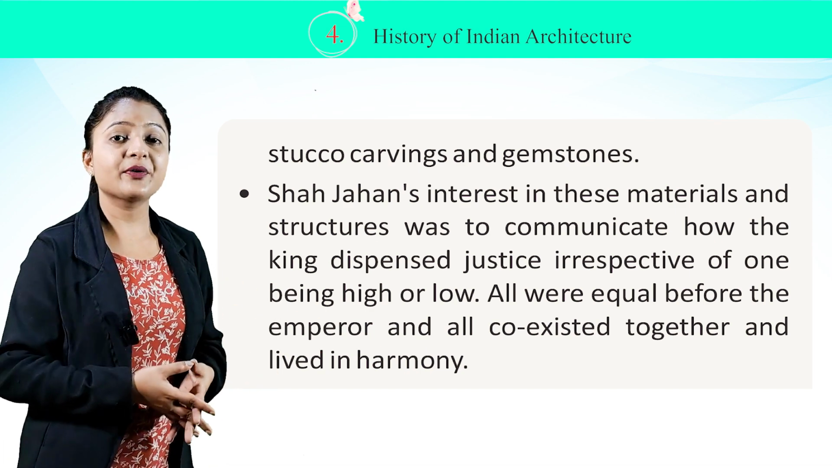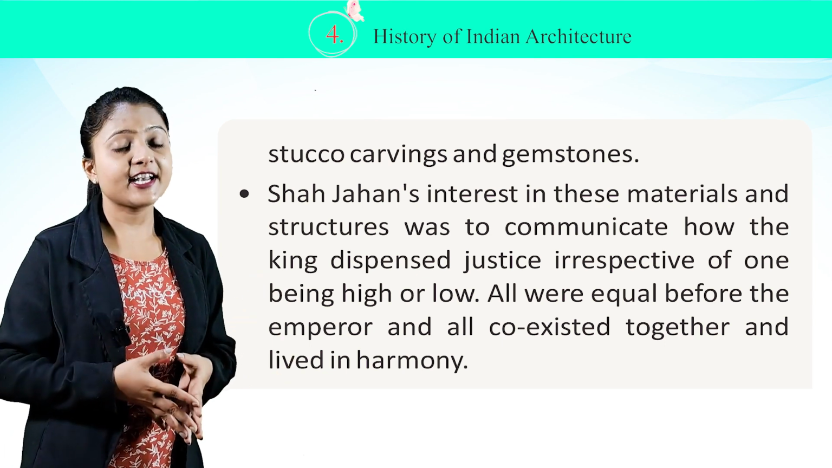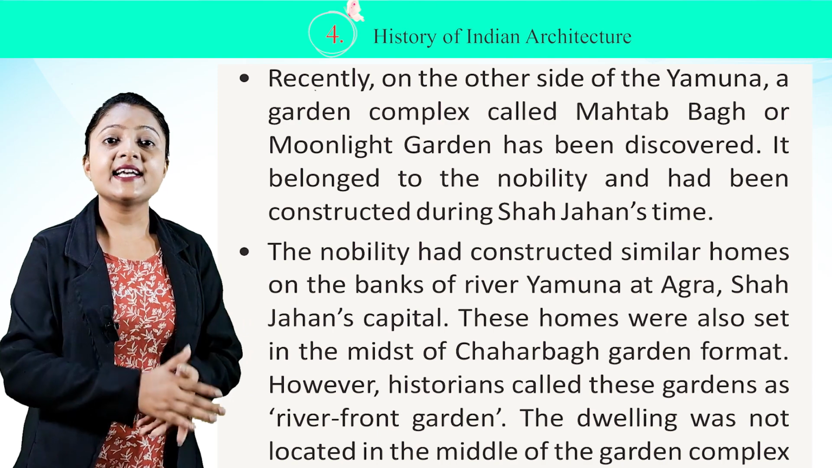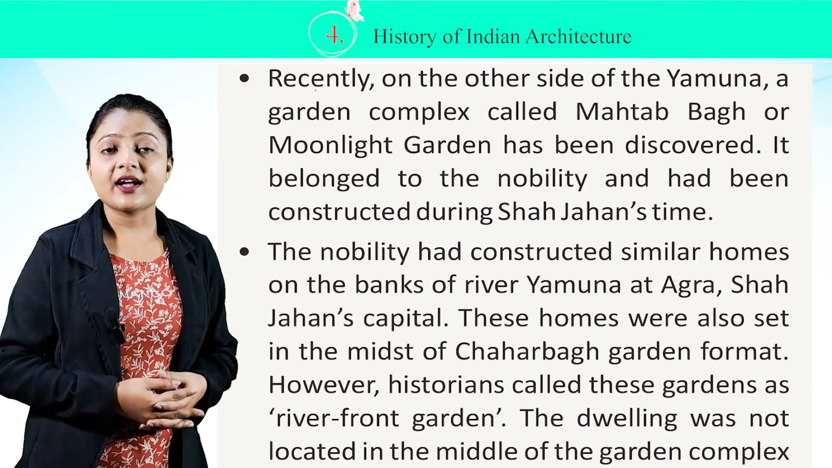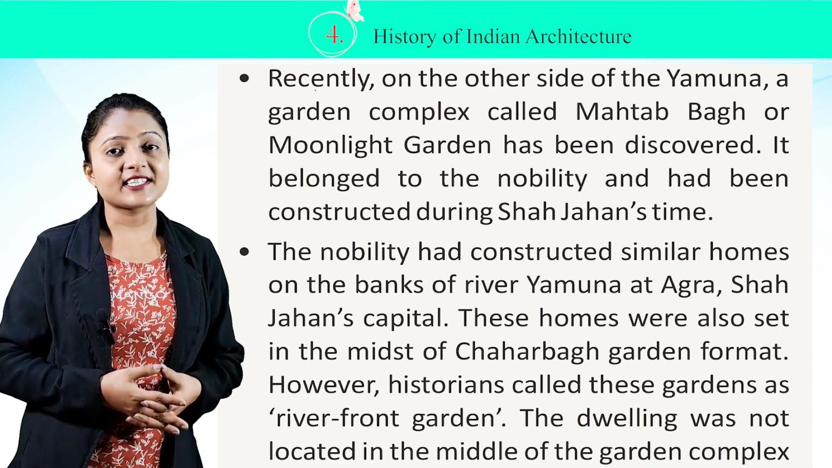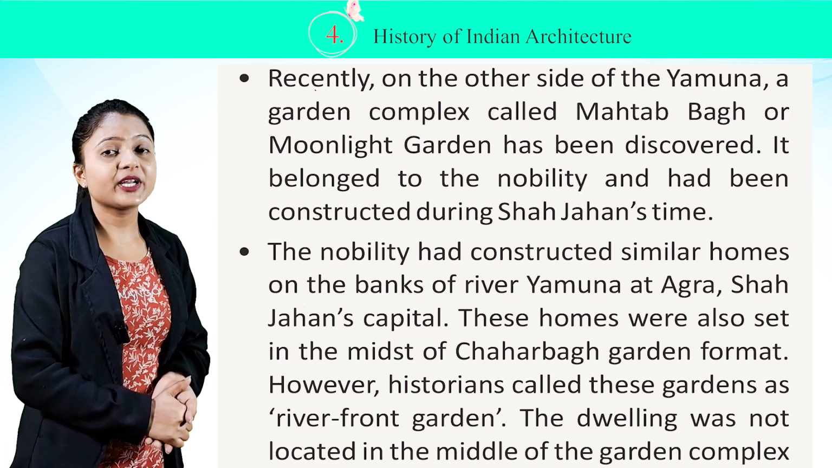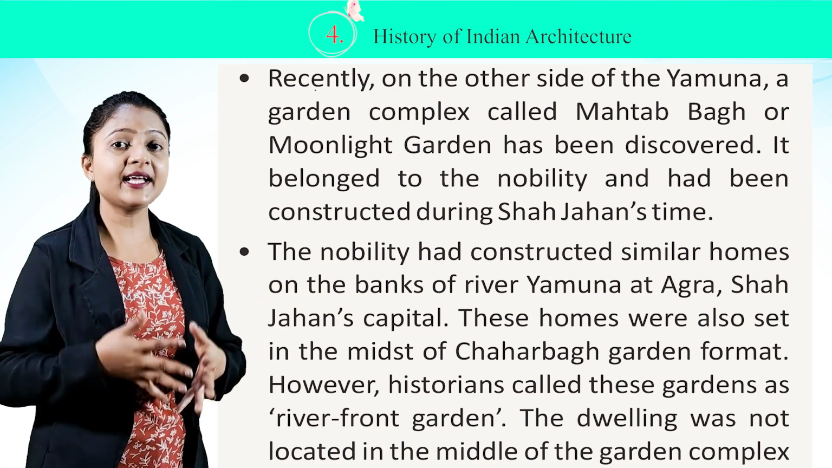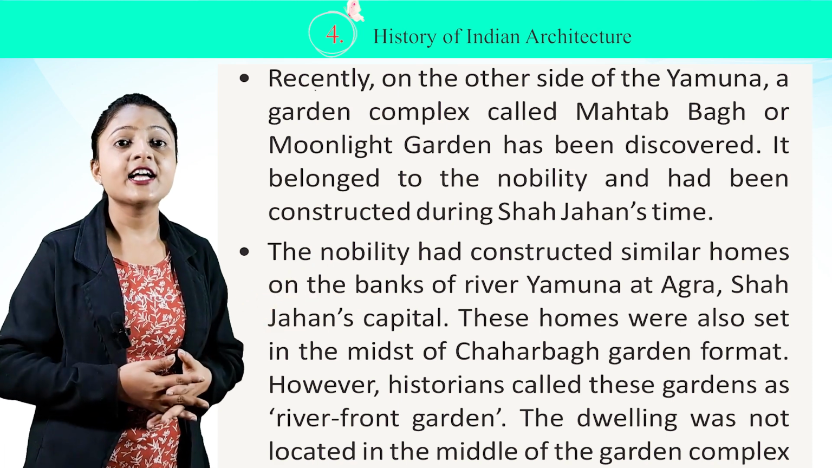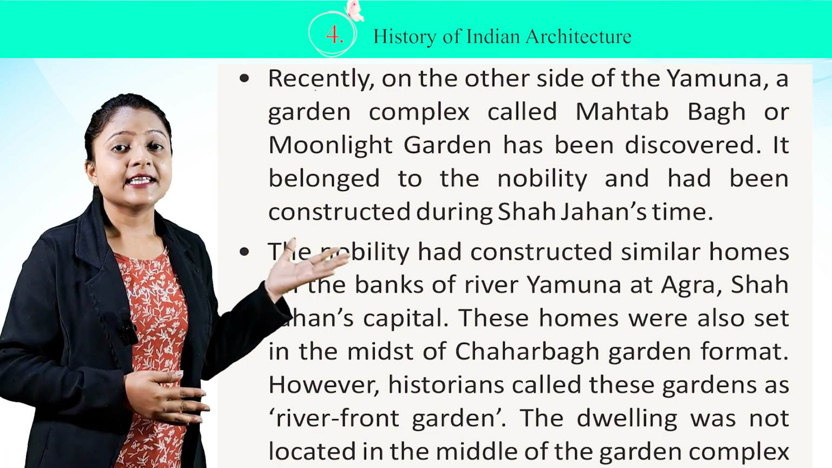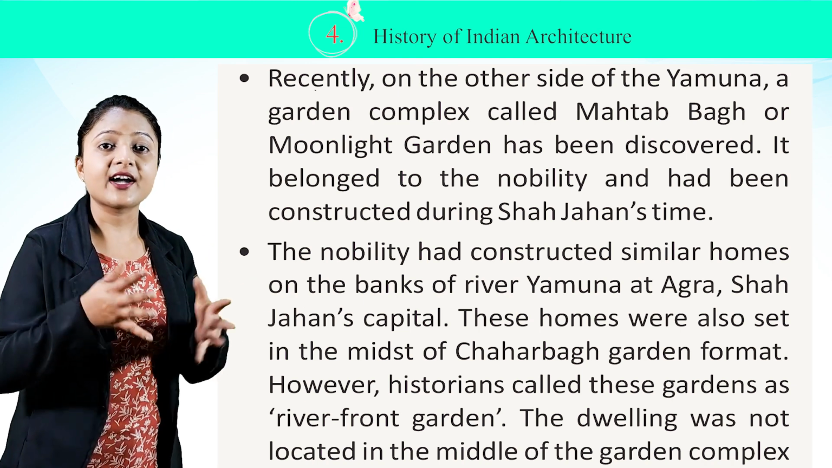All were equal before the emperor and all coexisted together and lived in harmony. Recently, on the other side of the Yamuna, a garden complex called Mahtab Bagh or Moonlight Garden has been discovered. It belonged to the nobility and had been constructed during Shah Jahan's time. The nobility had constructed similar homes on the banks of river Yamuna at Agra, Shah Jahan's capital. These homes were also set in the midst of Chahar Bagh garden format.